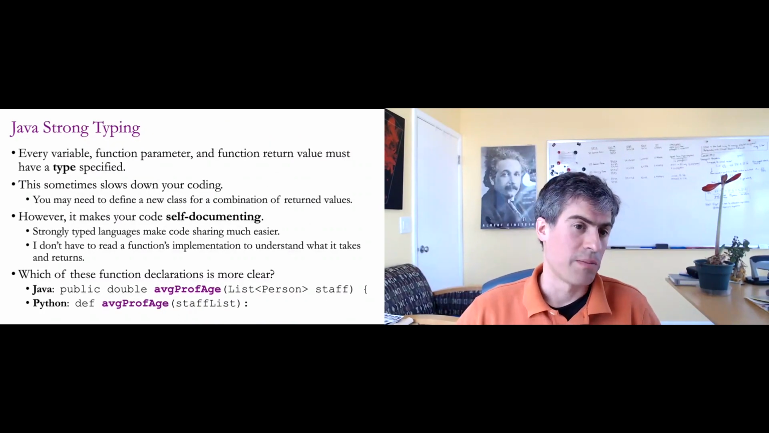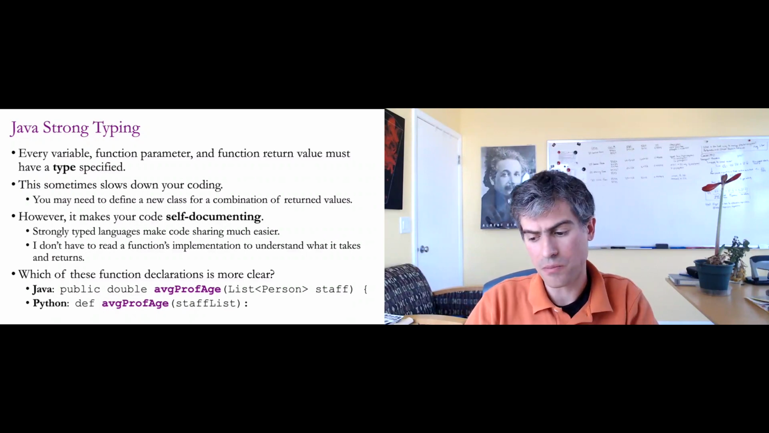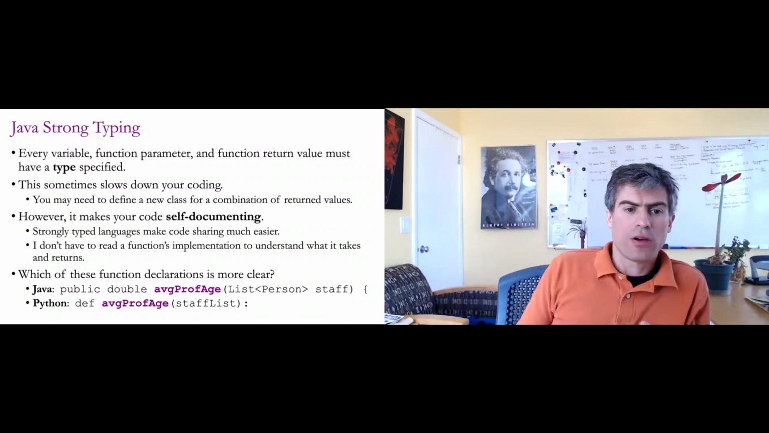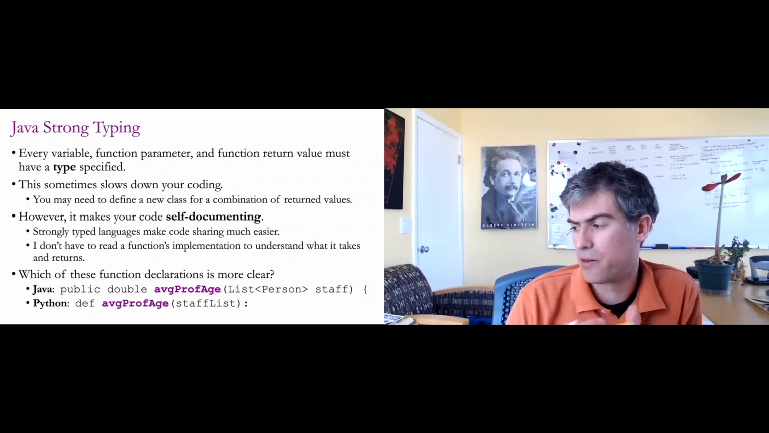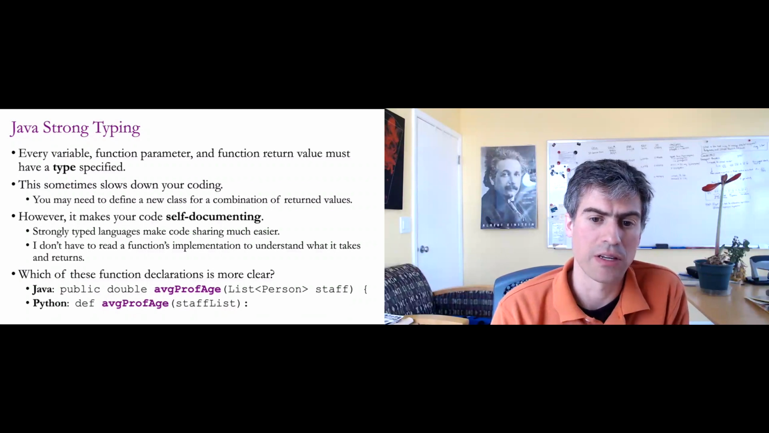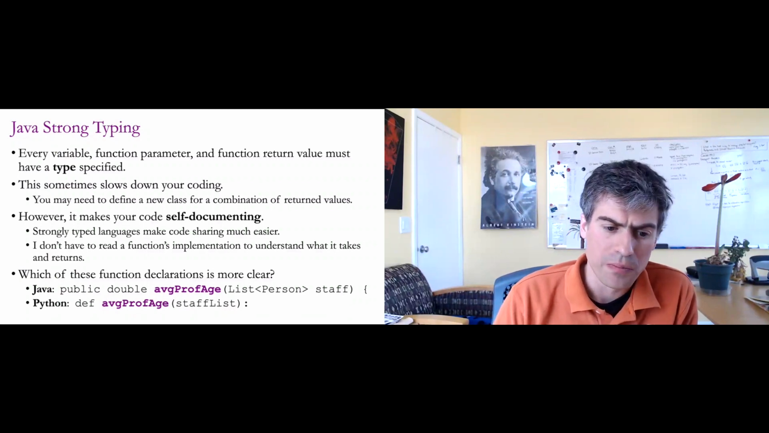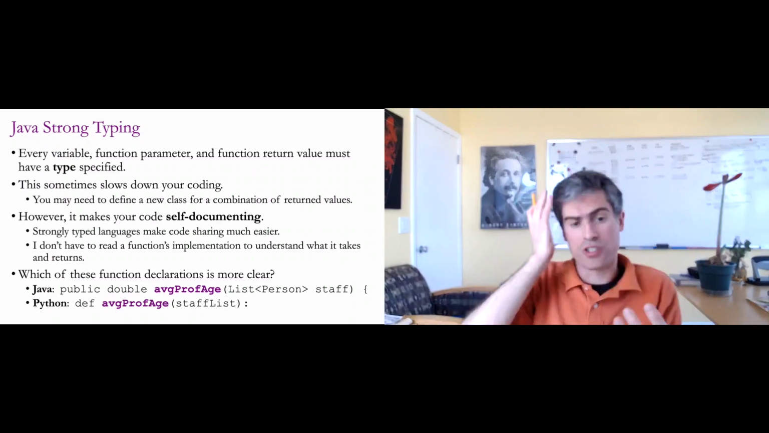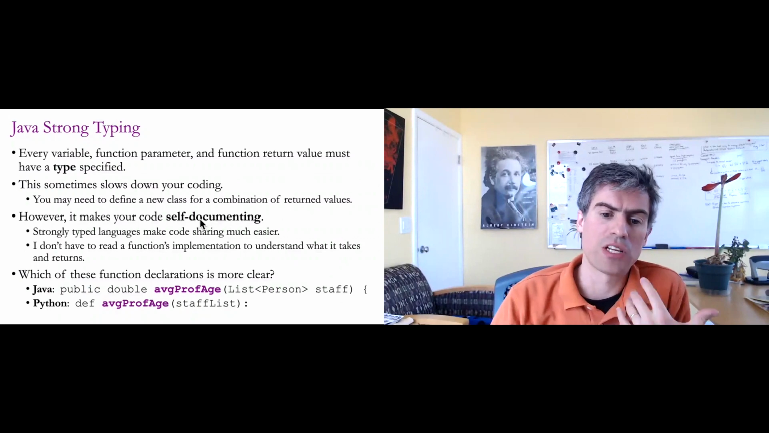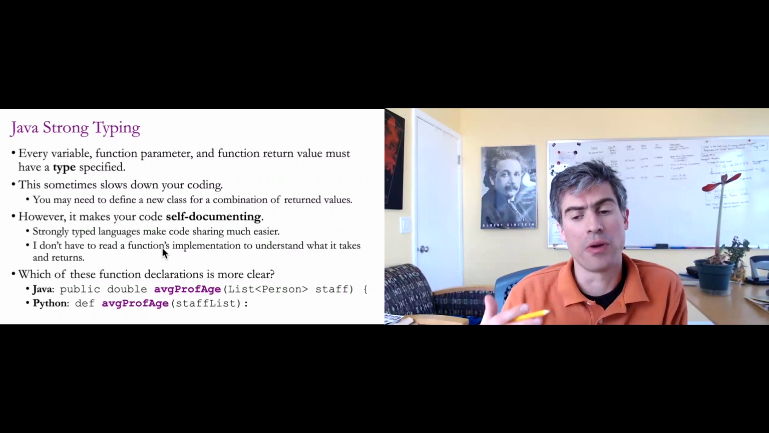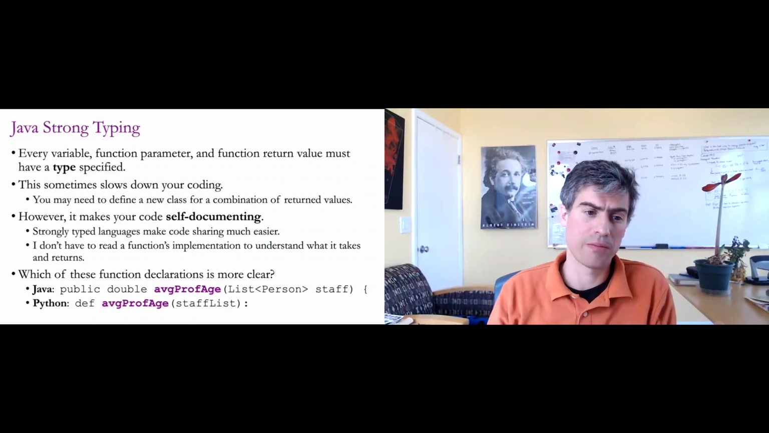Another nice thing about Java, in my opinion anyway, is that it has strong typing. And this is something that makes it different than Python and JavaScript. So when you're writing code, every variable, function parameter, and return value has to have a type defined, very explicitly. So this can slow down your coding, but it makes it much more clear what your functions are doing, right? So it makes your code self-documenting. And that's an advantage when you're building a large system where many different programmers have to coordinate.